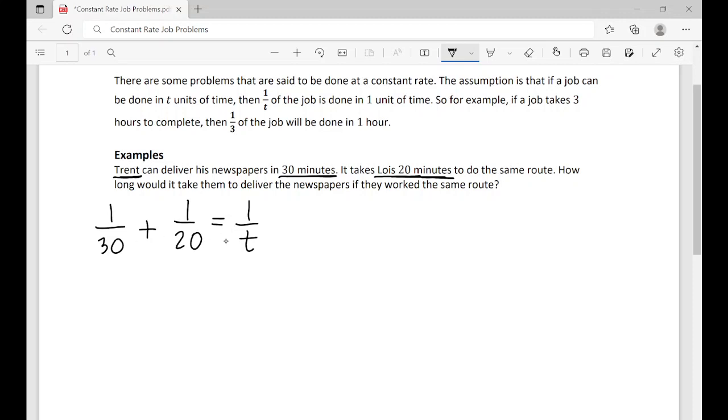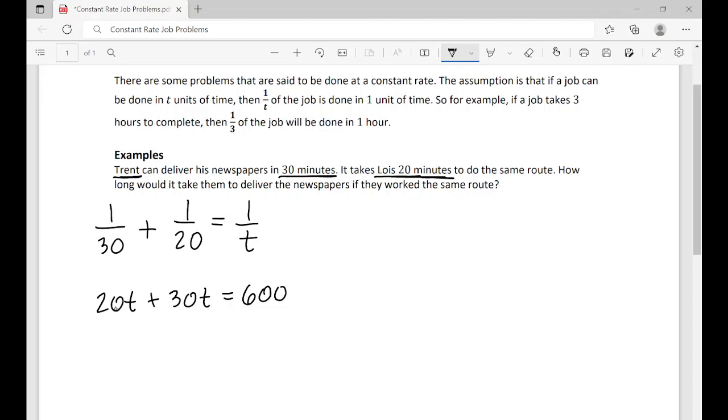Now, from here, I'm going to multiply by 30 times 20 times t over everything. It's not necessarily the least common denominator, but I don't want to really search for it. I can just see that t times 20 times 30 multiplied by everything is going to clear out the fraction. So when I do that, I'm going to get 20t plus 30t equals 600.